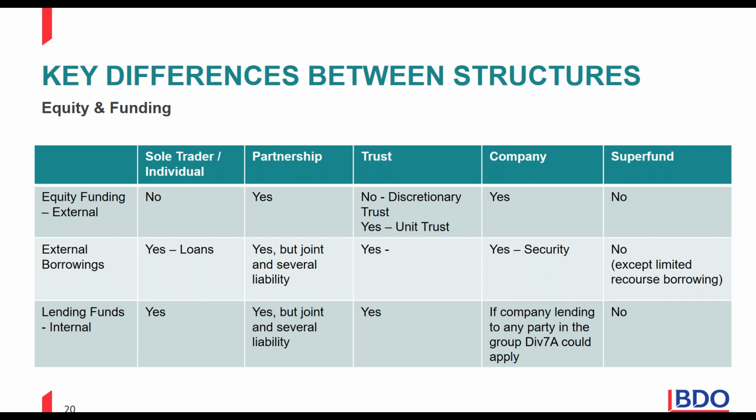And then the borrowings, the internal and then external borrowings. Here, if you're operating through a partnership, that joint and several liability is really important. If two external parties are in partnership together, then one party may be called upon to pay the full amount of the debt if it can't be recovered from the other party, because they're in partnership together.